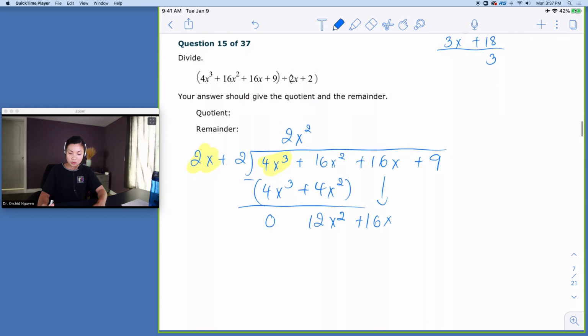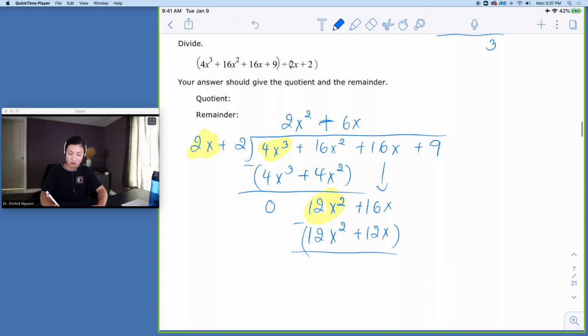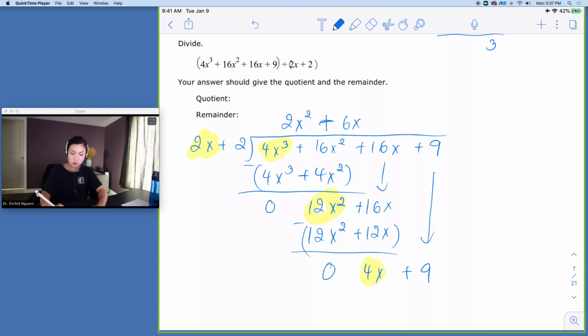We go through that exact same thing. So I'm going to take 12x squared divided by 2x, which is 6x. And then I multiply, so it's going to be 12x squared plus 12x. Subtract, same thing, right? We get 0 here, we get 4x here. Bring down 9. And then once again, we take 4x divided by 2x, which is 2.